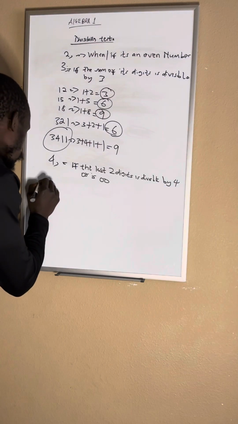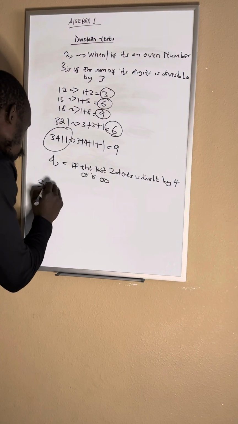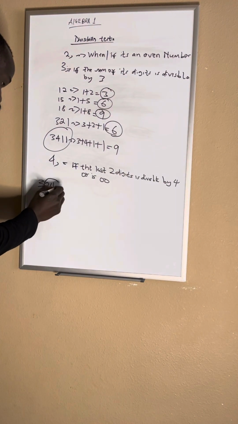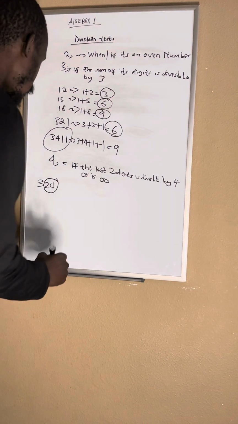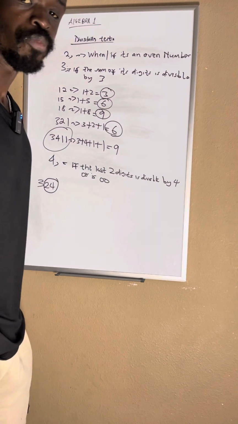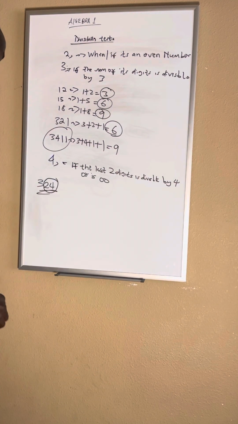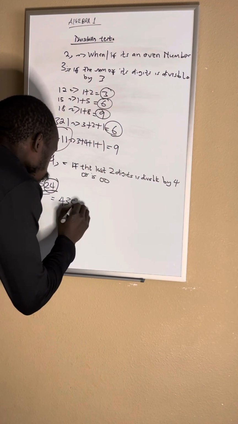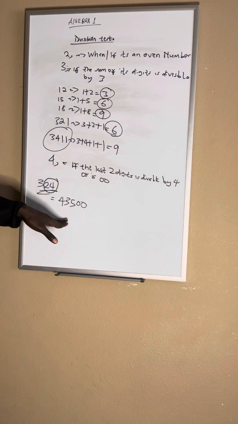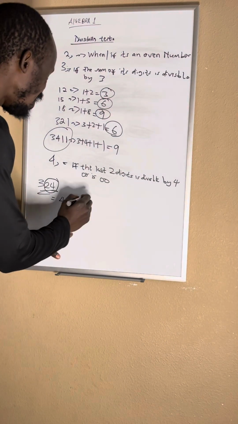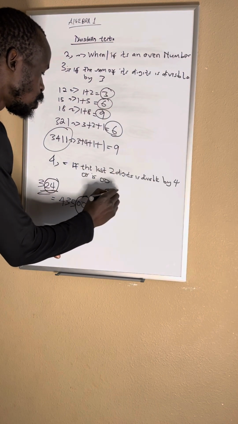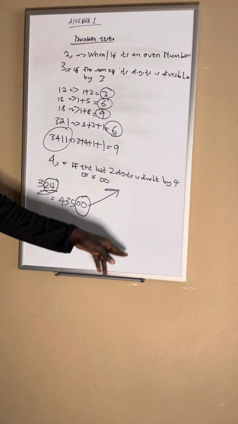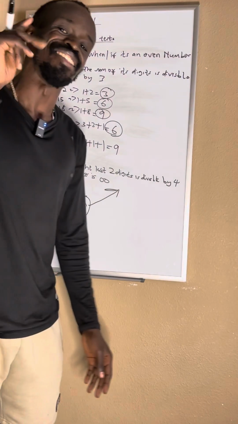When we find a number like 324, is 324 divisible by 4? Yes, because the last 2 digits are divisible by 4, because when you divide 24 by 4, you get 6. So this number is divisible by 4. When you have a number like 430,500, is it divisible by 4? Yes, because the last 2 digits are 0. So we must remember the divisibility test of 4: the last 2 digits are divisible by 4 or are 0.